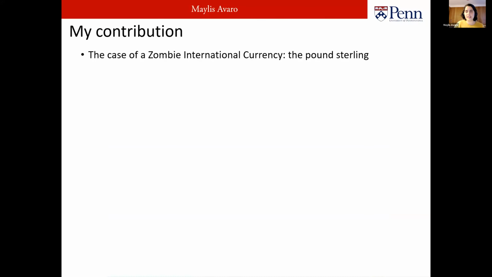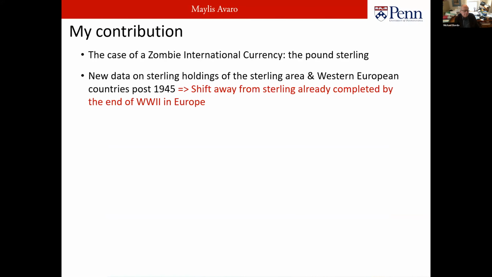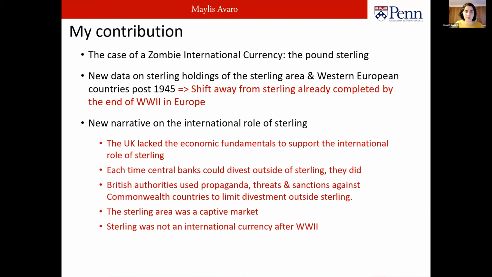And so my contribution to this debate on the future of international currency is to offer a new case of a zombie international currency. I study more specifically the pound sterling after World War II. To do so, I have new data, and I observe sterling holdings in Commonwealth countries and in Western European countries after the war. I show that the shift away from sterling was done very early on in Europe, contrary to the Commonwealth countries.